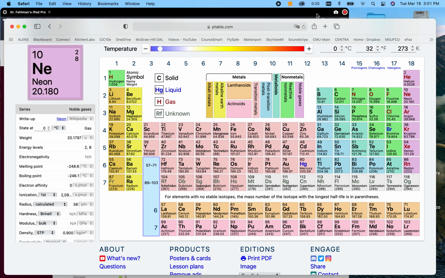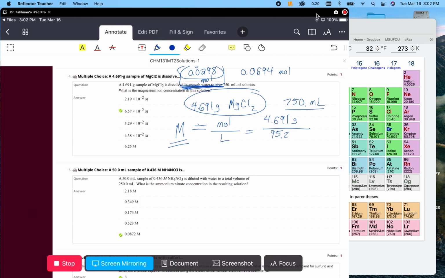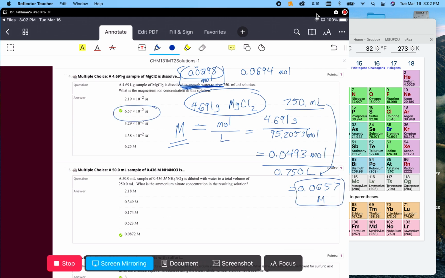So that's a total of, oops, you can't see that, 95.205 grams per mole. Okay, so you do 4.691 divided by that. So you have 0.0493 moles, and then you have to do it per liter, so that's 0.750 liters, right? Just the simple conversion. Okay, and so if you do that, divided by 0.75, you will get 0.0657 moles per liter, okay, which is that answer there in scientific notation.